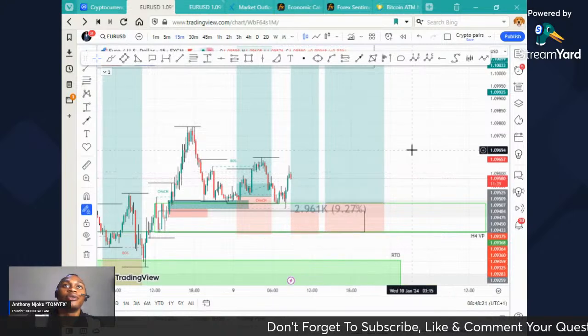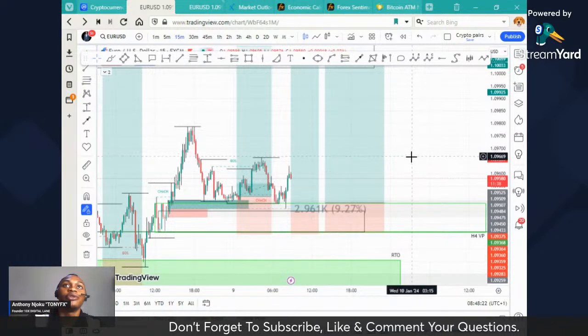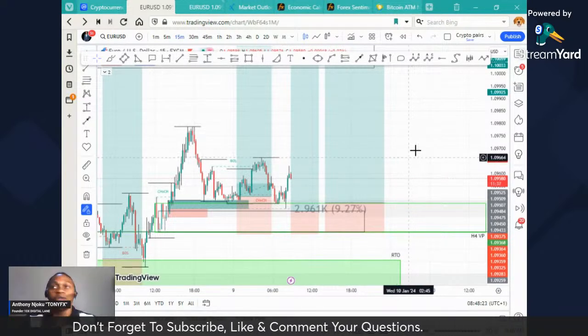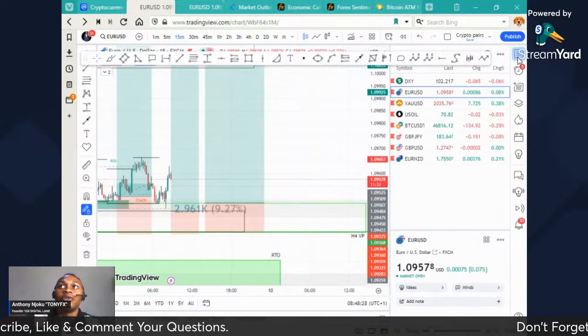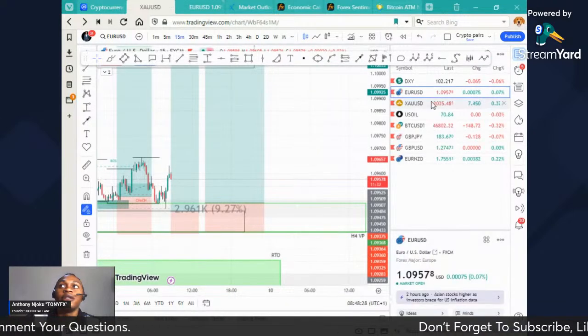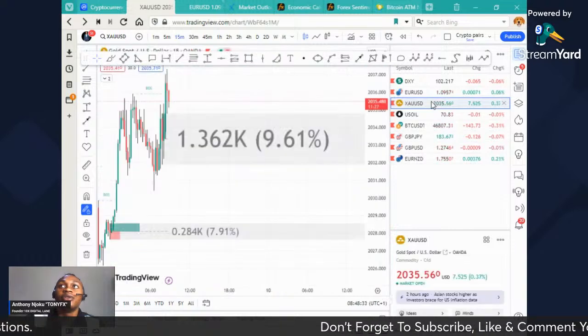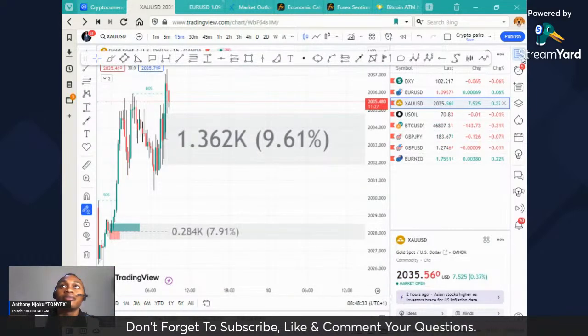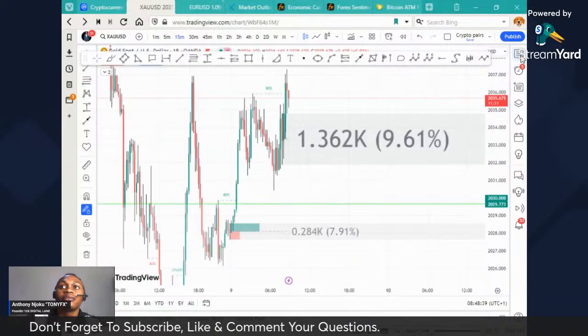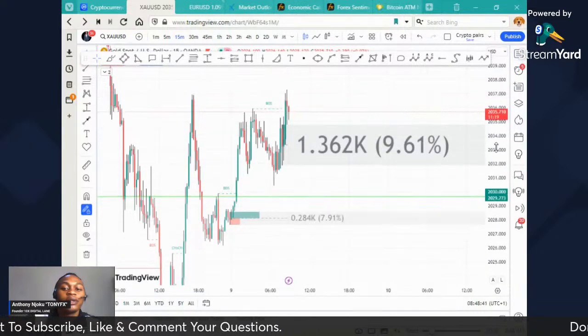Okay, so mainly the structure is still not moving much. What could move it massively could be the 10 o'clock news, unemployment for Italy. So let's see what gold is doing.